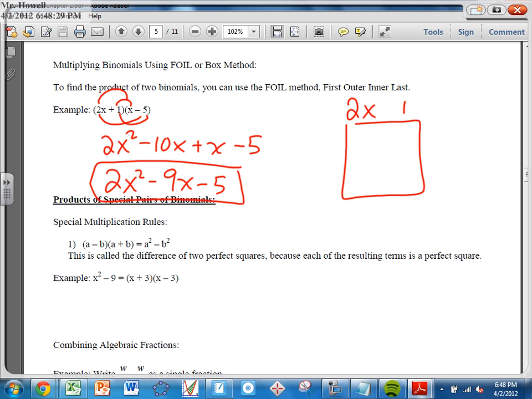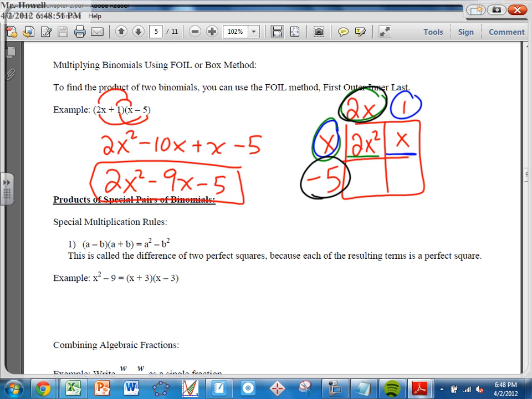2x and the 1 goes up top, x minus 5 goes on the side. It doesn't matter which one goes where, as long as you're consistent. 2x times x is 2x squared. Let me show how we do this. We do the 2x times the x to get the 2x squared. Then we do the 1 times the x to get the x by itself. After that, we do the negative 5 times 2x, yielding negative 10x. Finally, we take the 1 times the negative 5, yielding negative 5. Add up what you got here. You get 2x squared. These two reduce to negative 9x minus 5.